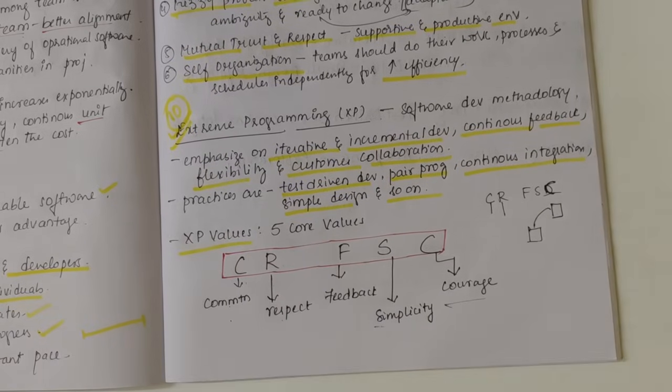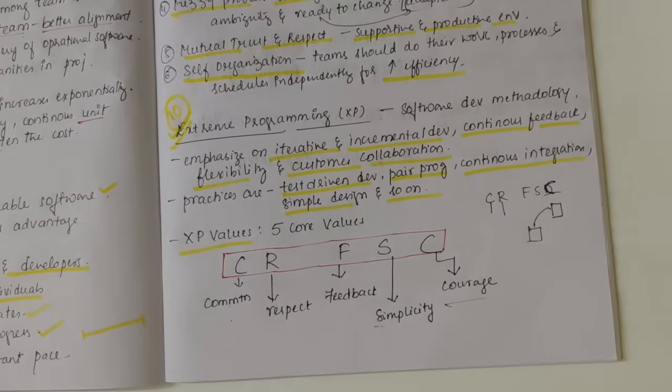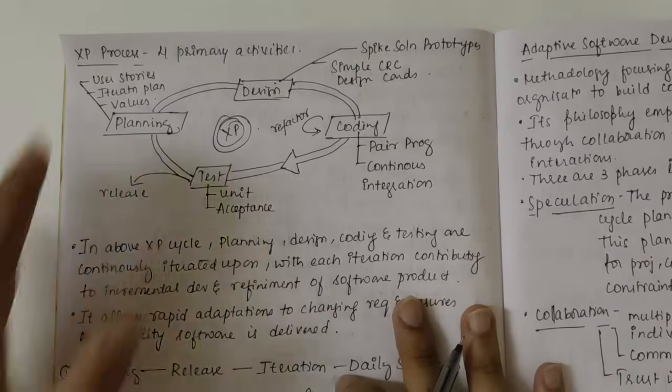Then we have courage. XP practices demand courage because discipline should be there among the team members to design properly, work properly, and maintain a sustainable working atmosphere in and around the team. So that's what XP values speak of. CR, FSD, remember it. Next we have the XP process.